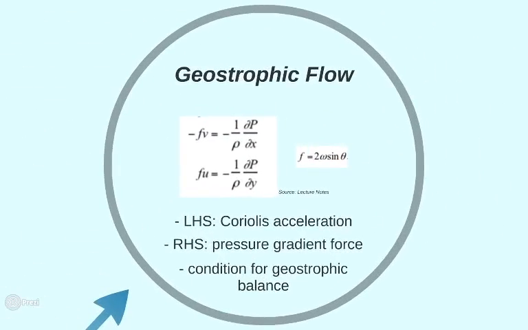Right, and that leads us all the way onto geostrophic flow and the equations that describe geostrophic flow. These follow the same structure of F equals C. So the pressure gradient force is equal to the Coriolis force, and as I've mentioned before, this is the condition for geostrophic balance, so this is the condition that needs to be met in order for motion to be steady within the Earth system.